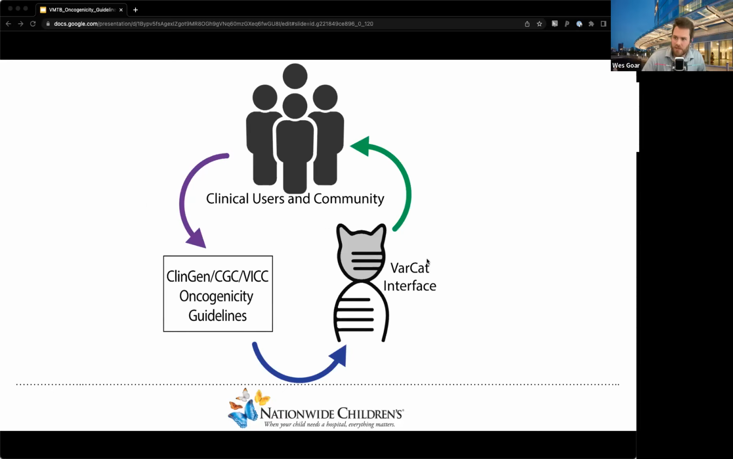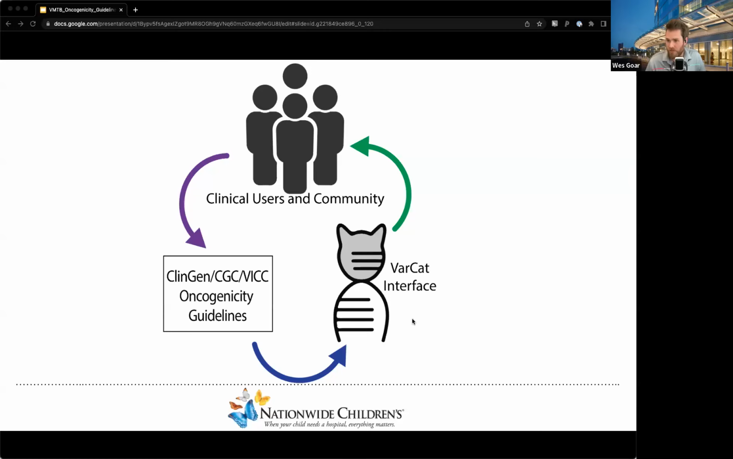And this all leads into this process that Alex likes to call the virtuous cycle, right? Which is where we can take these guidelines and put them into a framework, our VarCat interface, for instance, and we can have people start using that. And they can go through all of the codes and write down the rationale for whenever they downgrade or upgrade, or choose to or not to apply certain codes.